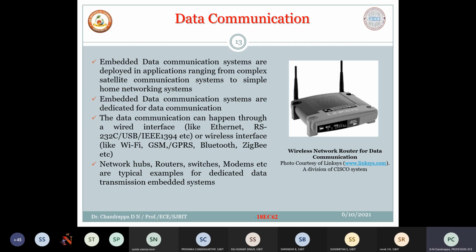Okay, anyway. So this is what routers, modems (modulator-demodulators) are. That is what modems and dedicated data transmission embedded systems are. Many dedicated data transmission embedded systems are available in the market, in real time, every day in our lifetime. In our day-to-day activities also, we are using all these gadgets.